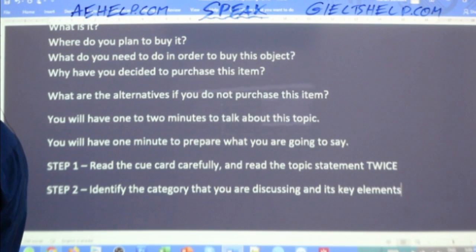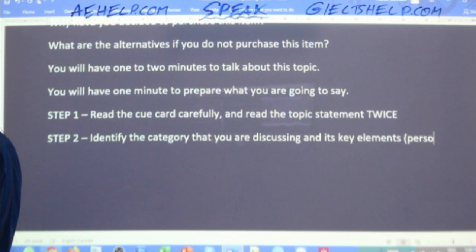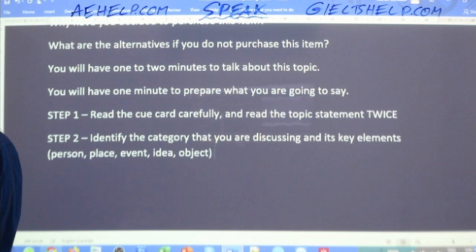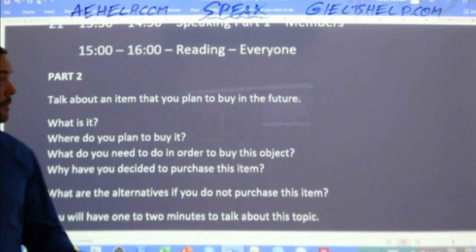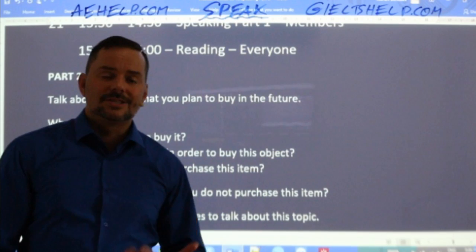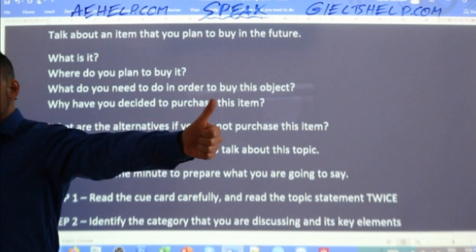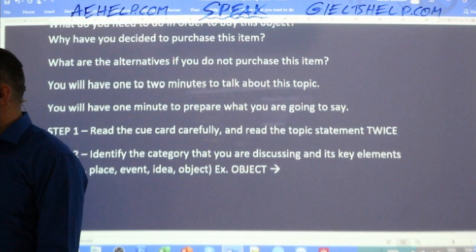So what that means, students, is in the cue card, you're either going to talk about a person, place, event, idea, or an object, okay? Now, in this case, you're clearly talking about an object, all right? Because it's talk about an item you plan to buy in the future. So clearly, you're discussing, you're talking about an object, okay? Make sure to practice with all of these. Roshni, good job, you're on it. You're like, yeah, it's an object.